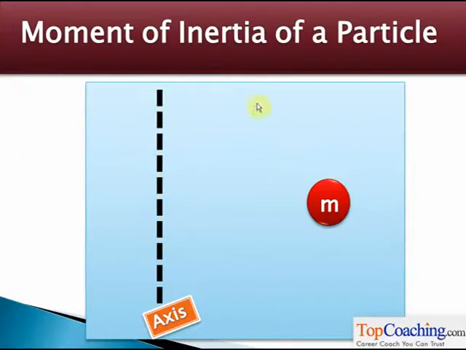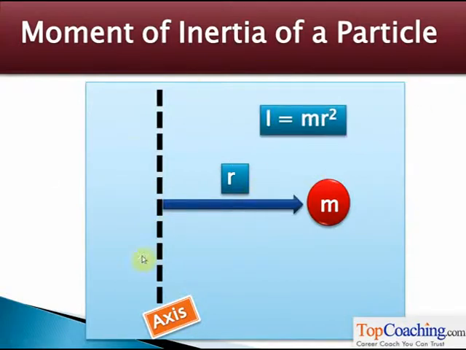So if this particle m is made to rotate around this axis such that its distance from the axis at any instant is r, then the moment of inertia of the particle will be I equal to mr square. I is the symbol of moment of inertia and mr square is the magnitude of moment of inertia. Moment of inertia is not a vector quantity, so it does not have any direction. So the moment of inertia of a single particle around a fixed axis that is at a distance r from it is mr square.